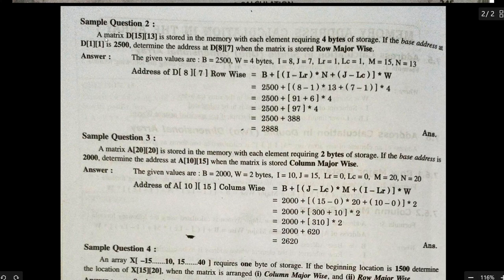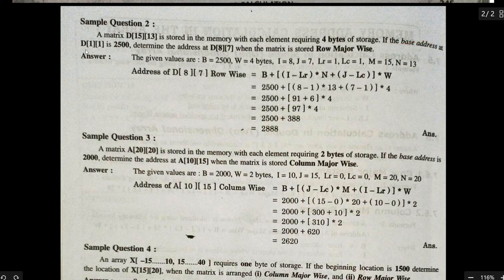For example, this is a sample question. A matrix named D, D 15 by 13, is stored in memory with each element requiring 4 bytes, meaning here the value of W is 4. So in place of W you have to write 4. It is given in bytes. In some cases if it is given in bits, you have to convert it into bytes.